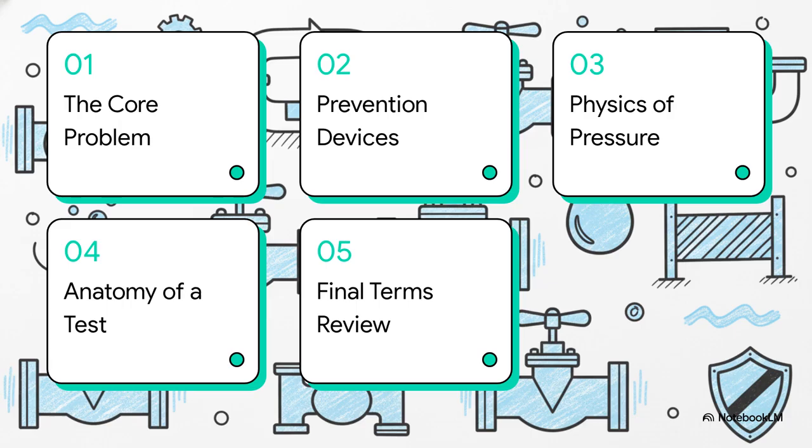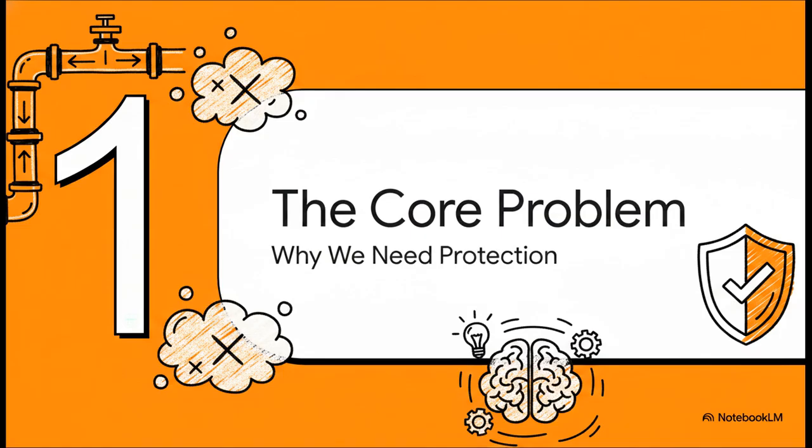We'll start with the core problem, what is backflow? Then we'll get into the devices that stop it. After that, a quick look at the physics of pressure, the why behind the test. We'll walk through what a test looks like, and then wrap it all up with a rapid-fire review of the terms you've got to know. First things first, let's make sure we're all on the same page about the fundamental problem here. Honestly, if you get this concept down, everything else you'll see on your exam just clicks into place.